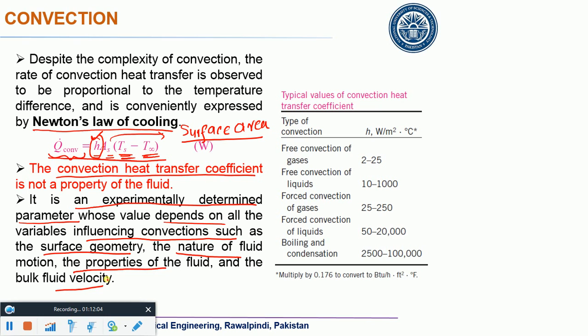Okay, so this is just an example of how h, the convection heat transfer coefficient, varies, and it happens in all the heat transfer cases wherever you see convection.